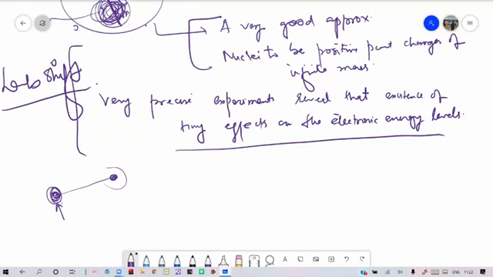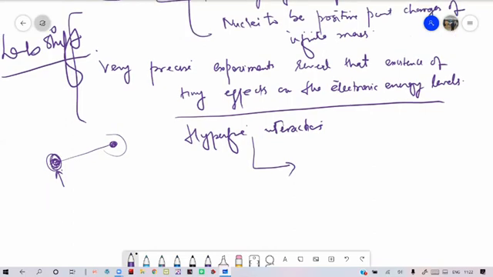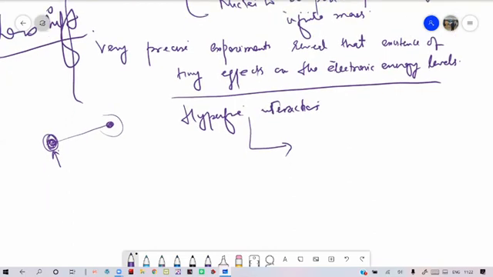So hyperfine interactions result in two things. One way is that they can split the electronic energy levels. The effect of the perturbation which is because of the hyperfine interactions can result in the splitting of the energy levels of the electron energies. That means a splitting of electronic energy levels.